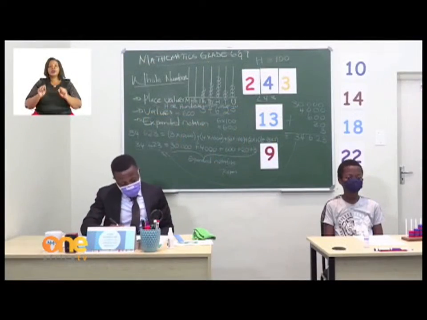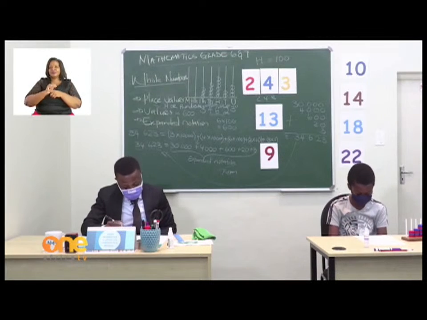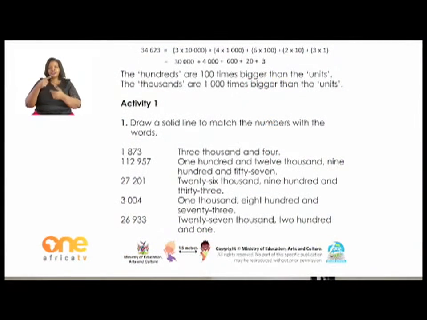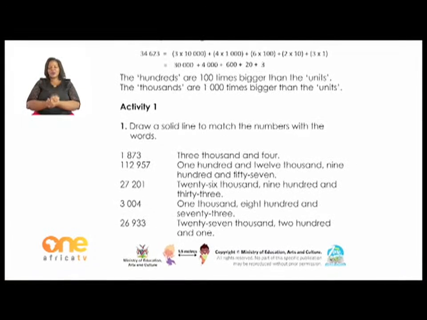Okay, let us now do Activity 1 on page 13. So we start with number 1. You need to draw a solid line to match the numbers with the words. So what you have to do is read the words and then look at the digits or the numbers to see which one corresponds with that statement.